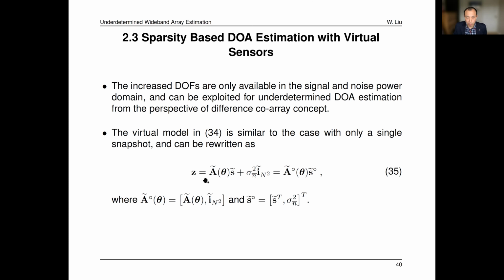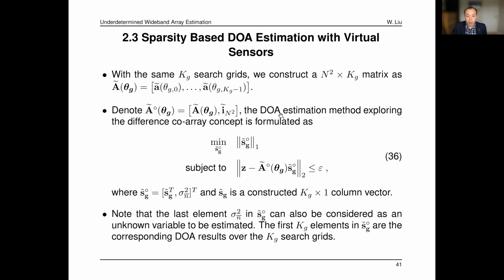So you can modify this a little bit to form a new steering matrix. Basically, add an extra column vector to represent noise, considering noise as an unknown variable. So you get a new source vector with noise included. This is a single snapshot array model.